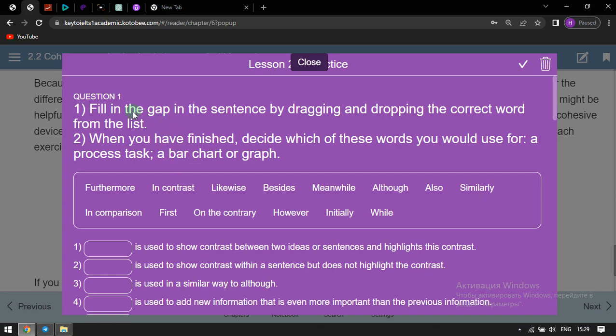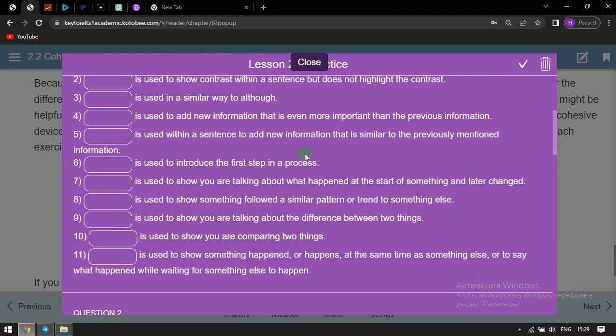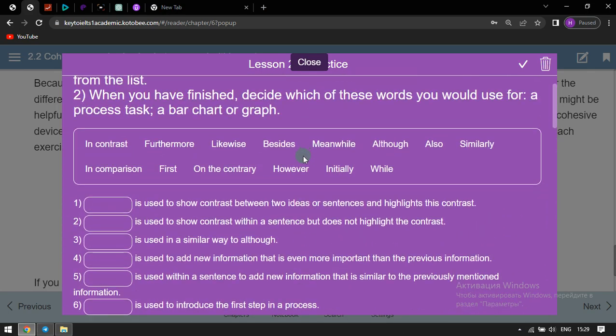So, question number 1. Fill in the gap in the sentence by dragging and dropping the correct word from the list. Okay, mana bu listdan to'g'risini qo'yarkanmiz. When you have finished, decide which of these words you would use for a process task, a bar chart or graph. Decide qilishimiz kerak. Hop, mayli.